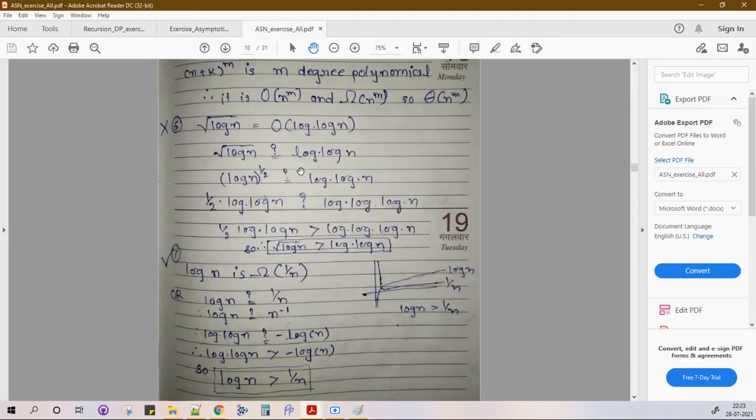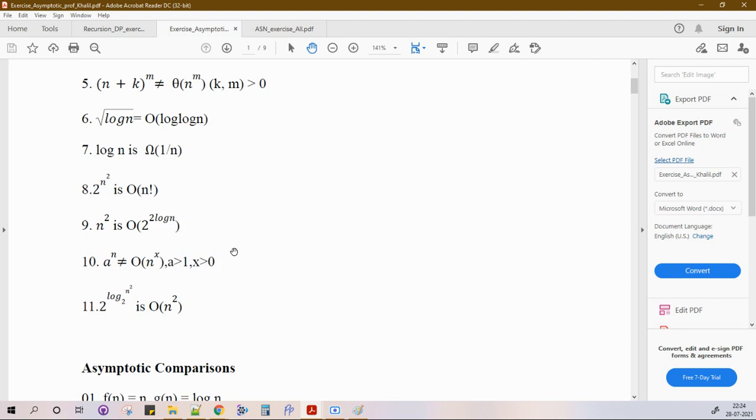And if you want to prove it, it's simple. It's log to the power 1 by 2, and here we have log n. If you take just one log, then 1 by 2 log n is greater than log n, right? And while comparing the given functions, if possible, don't remove the constant, if you have the same terms on LHS and RHS, because strictly we are comparing the functions that they have given, right?